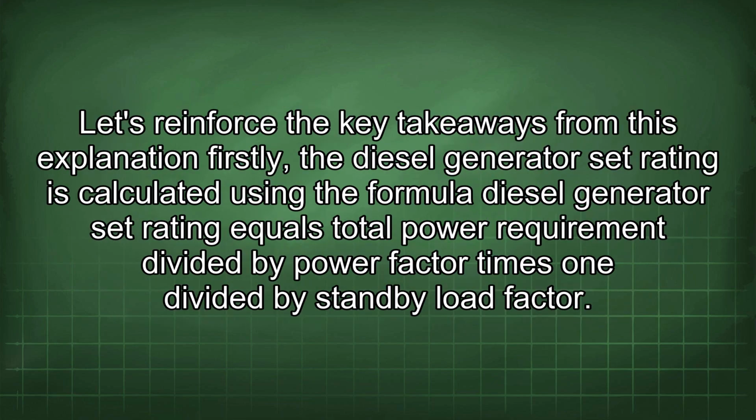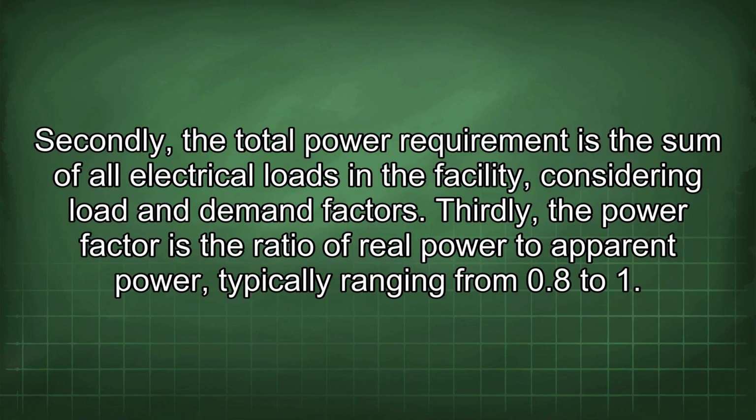Let's reinforce the key takeaways from this explanation. Firstly, the diesel generator set rating is calculated using the formula: diesel generator set rating equals total power requirement divided by power factor times 1 divided by standby load factor. Secondly, the total power requirement is the sum of all electrical loads in the facility, considering load and demand factors. Thirdly, the power factor is the ratio of real power to apparent power, typically ranging from 0.8 to 1.